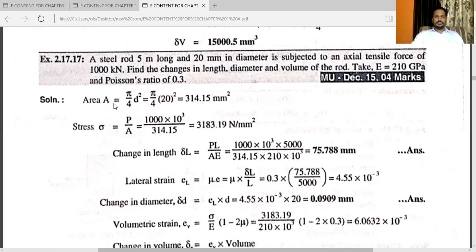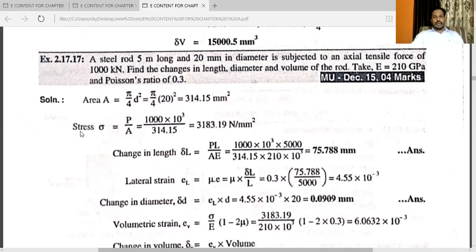So here you have to calculate area first. Diameter is given, so it is circular. So area is equal to pi by 4 into d square. You will get the area: pi by 4 into 20 square, that is 314.15 mm square.